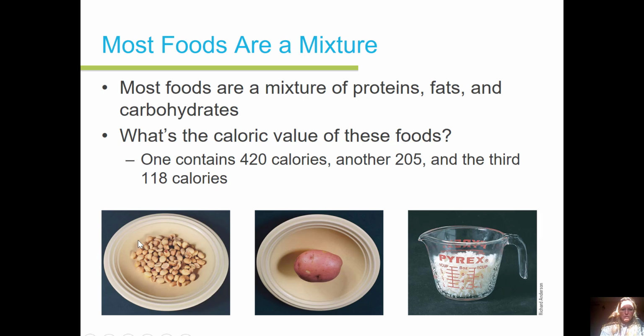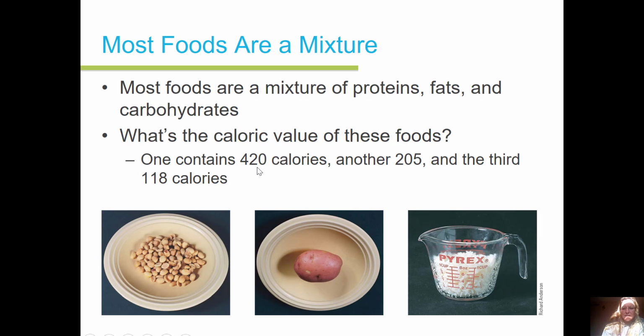So, for example, if you look here, you've got some nuts, you've got a potato, and you've got some rice. One of them contains 420 calories. Which one do you think it is? In this case, it would definitely be the nuts, because nuts contain a mixture, right? So we've got mostly fat, because there's a lot of fat in nuts, but note that it's a good fat. So fat contains 9 calories per gram, but it also contains some protein, which is 4 calories per gram. But because it contains more fat, even though it's a healthy choice, it's going to bring that calorie content up.